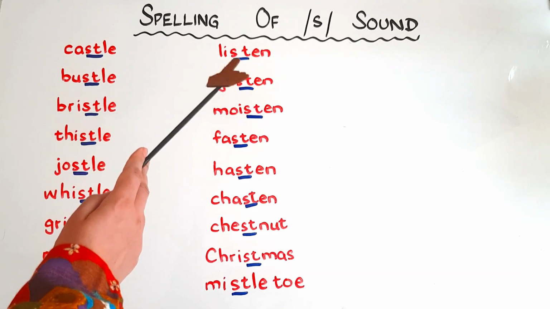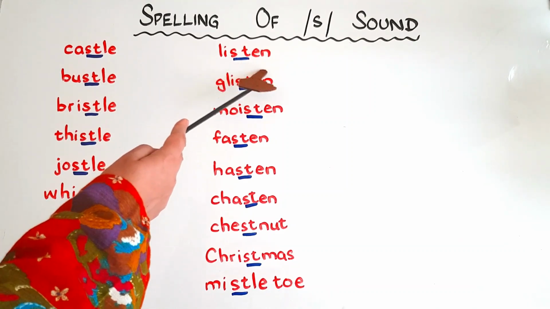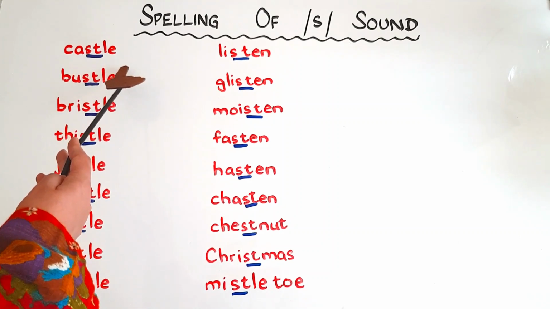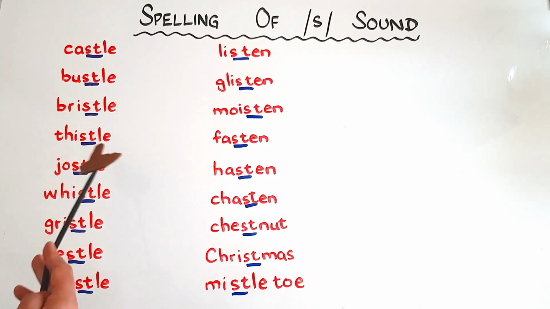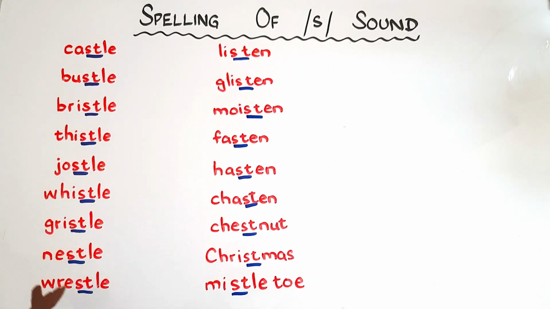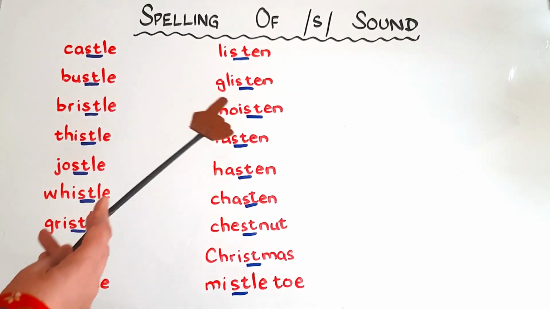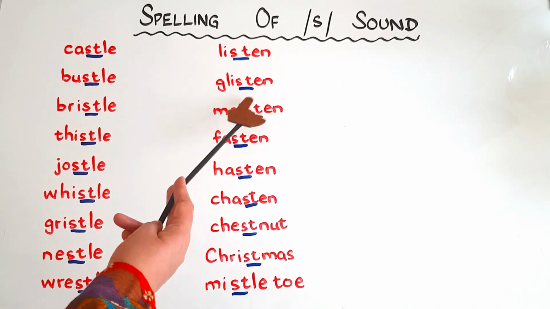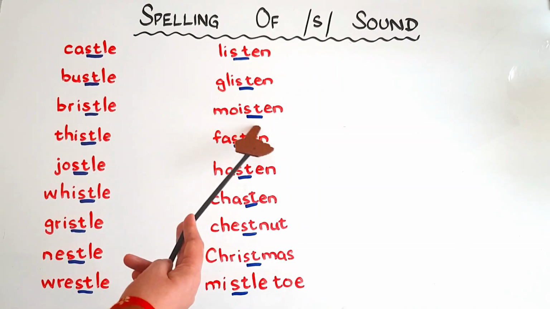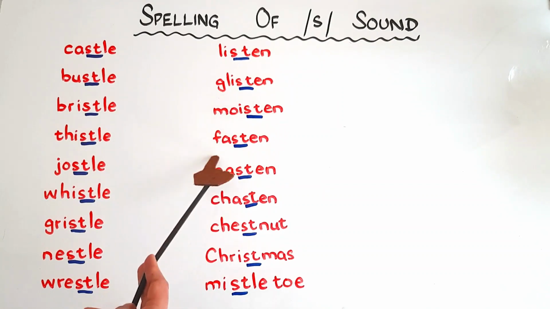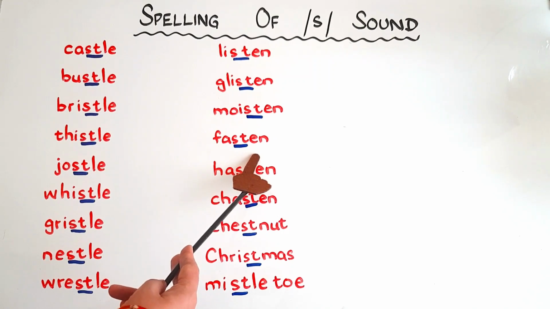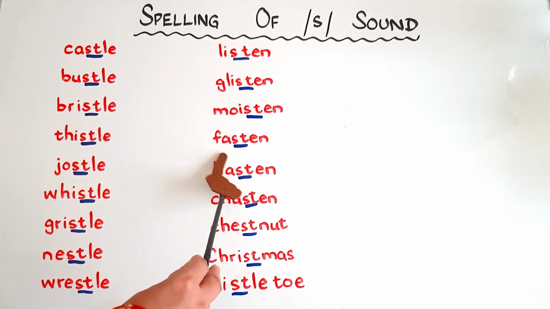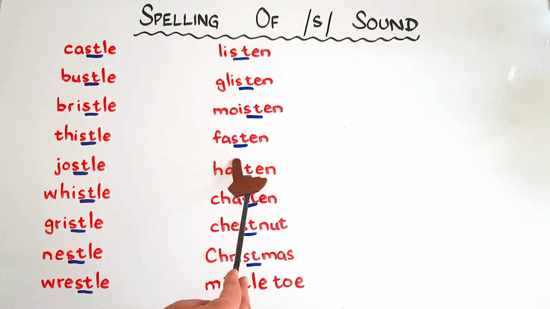Now here we have some words that are ending mostly in en. Here I made the list with the words ending in le, so it becomes easier for children to remember: castle, bustle, bristle, thistle, jostle, whistle, gristle, nestle, wrestle. Here you will find the words ending in n sound, like listen. Listen means to hear. Glisten means to shine. Moisten means slightly wet. Fasten means to tie something or to secure something, like fasten your seat belts. When you tie the seat belts around your waist or on your body, we call it fasten.